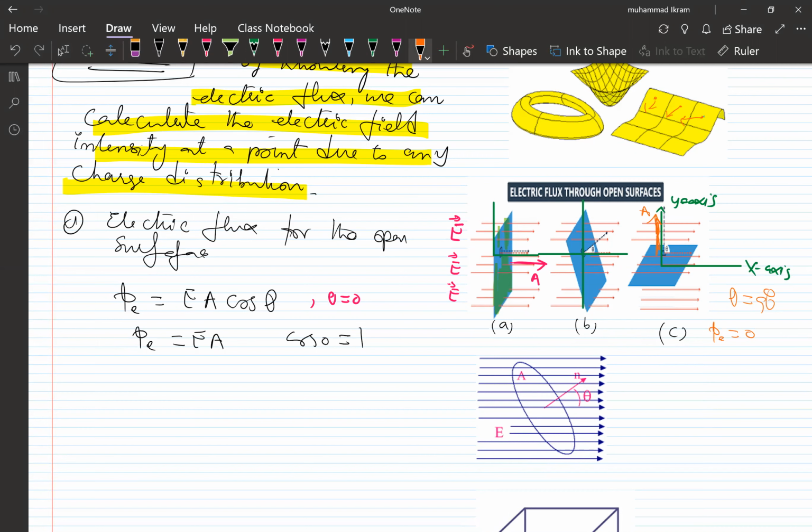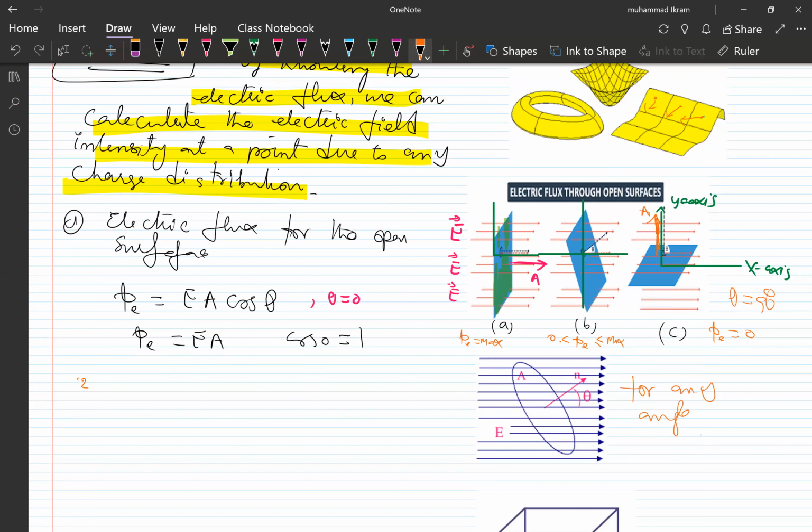Here the electric flux lies between 0 and maximum, depending on the value of theta. In this case, the electric flux is maximum. Similarly, this is when the area vector is not perpendicular to the electric field line. So this is for any angle, right? Now that is the electric flux through the open surface.